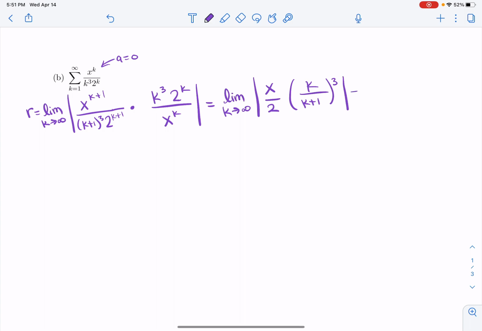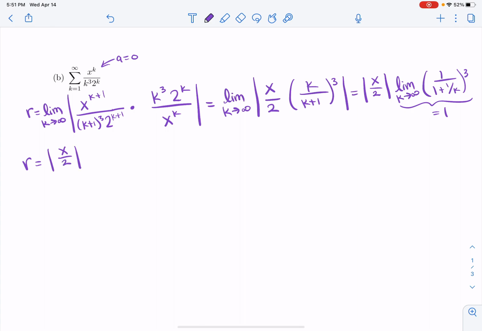Okay, so let's pull that absolute value of x over 2 out front because it doesn't depend on k. And then we have the limit as k approaches infinity of k over k plus 1, cubed, but I'm going to divide everything by k, so I'll just get 1 over 1 plus 1 over k, cubed. And that shows that this thing is just going to equal 1. So R equals the absolute value of x over 2, and we know that this has to be less than 1 for the power series to converge.